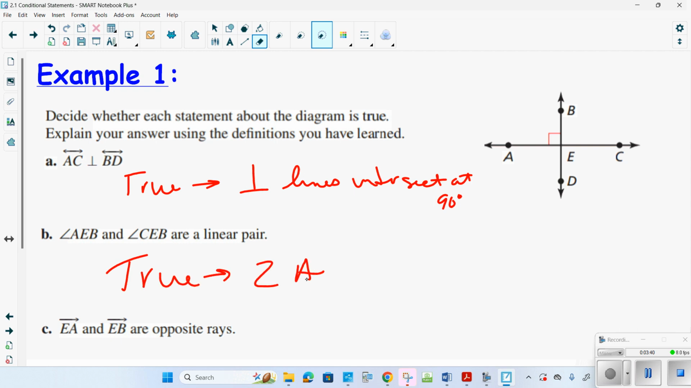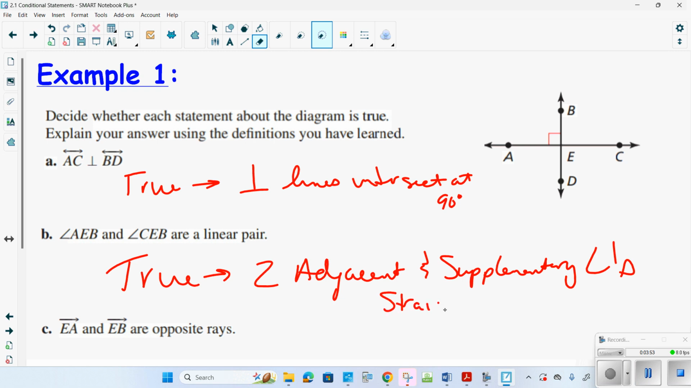Two adjacent and supplementary angles form a linear pair. Also, if you just said something about two angles that make up a straight line. Okay? Also, EA and EB. They are rays that have the same endpoint, but these are not opposite rays. Opposite rays need to create a straight line, and these do not.